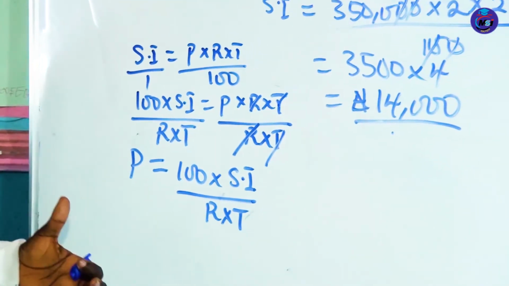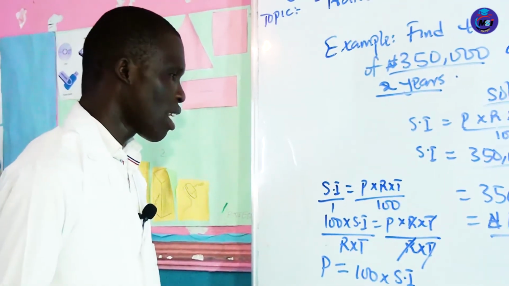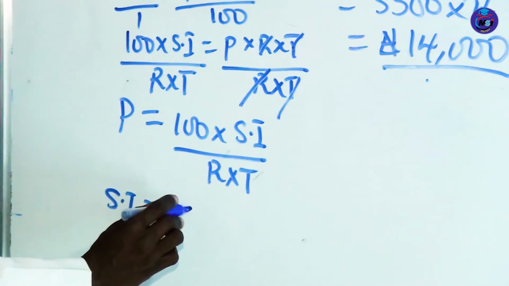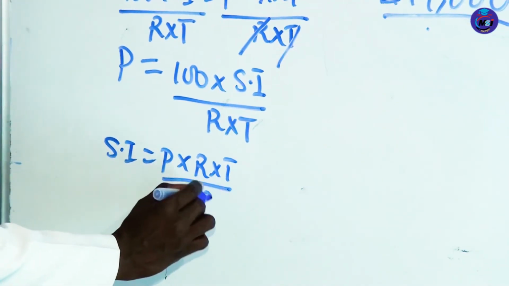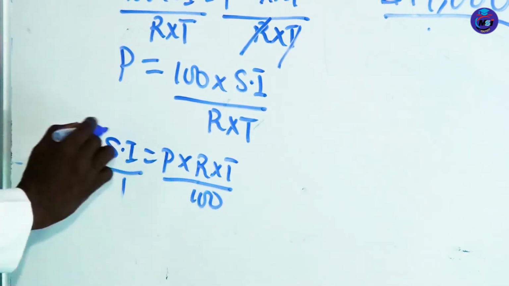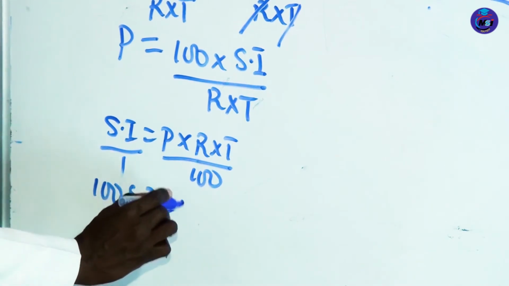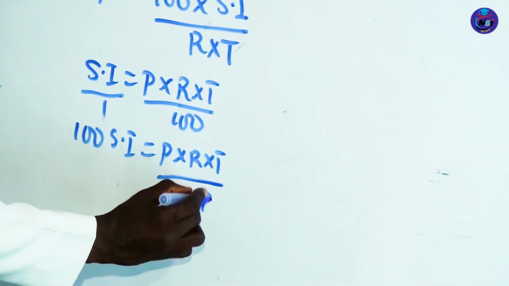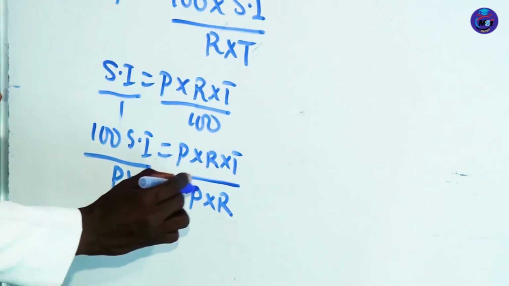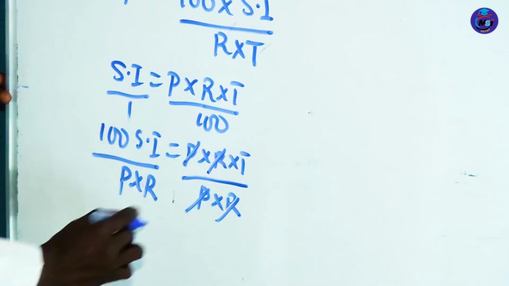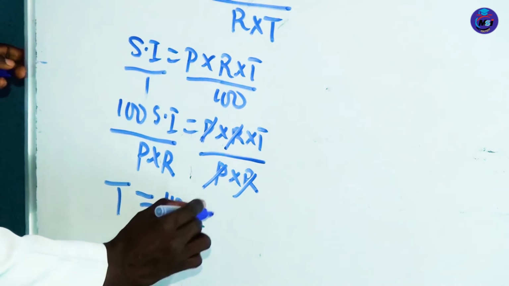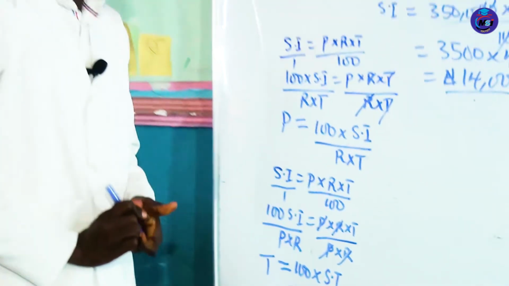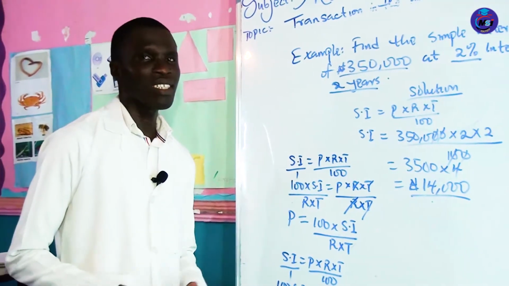The same thing happens with T. If you want to find the value of T, how can you do that? Let me show you. SI equals P times R times T all over 100. Divide this by 1. When you divide it by 1, you cross multiply. 100 SI equals P times R times T. You are looking for T. You divide both sides by P times R. P cancels P, R cancels R. So T will give you 100 times SI all over P times R. You can apply the same method in finding your R, and I believe that you will not find it difficult.